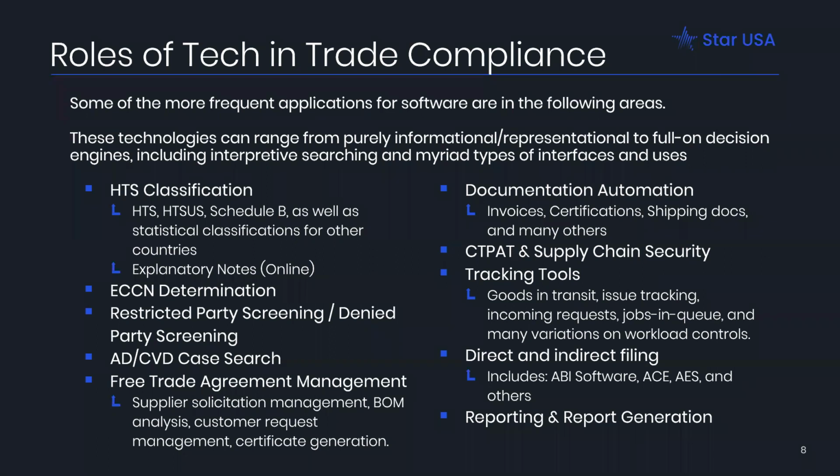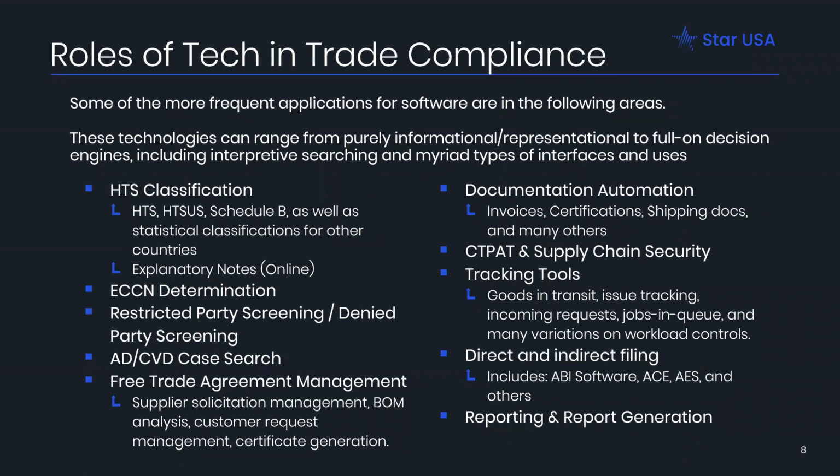There are lots of tracking tools that exist for tracking your shipments, tracking your incoming requests, jobs in queue, system trackers, workload controls. A lot of different tracking is involved in our industry. And then there's the filing software that allows you to interface directly with a federal agency, the ABI software that brokers use, which is the Automated Broker Interface, which has hundreds of different variations. And a lot of importers do their own self-filing, so they have their own ABI software.